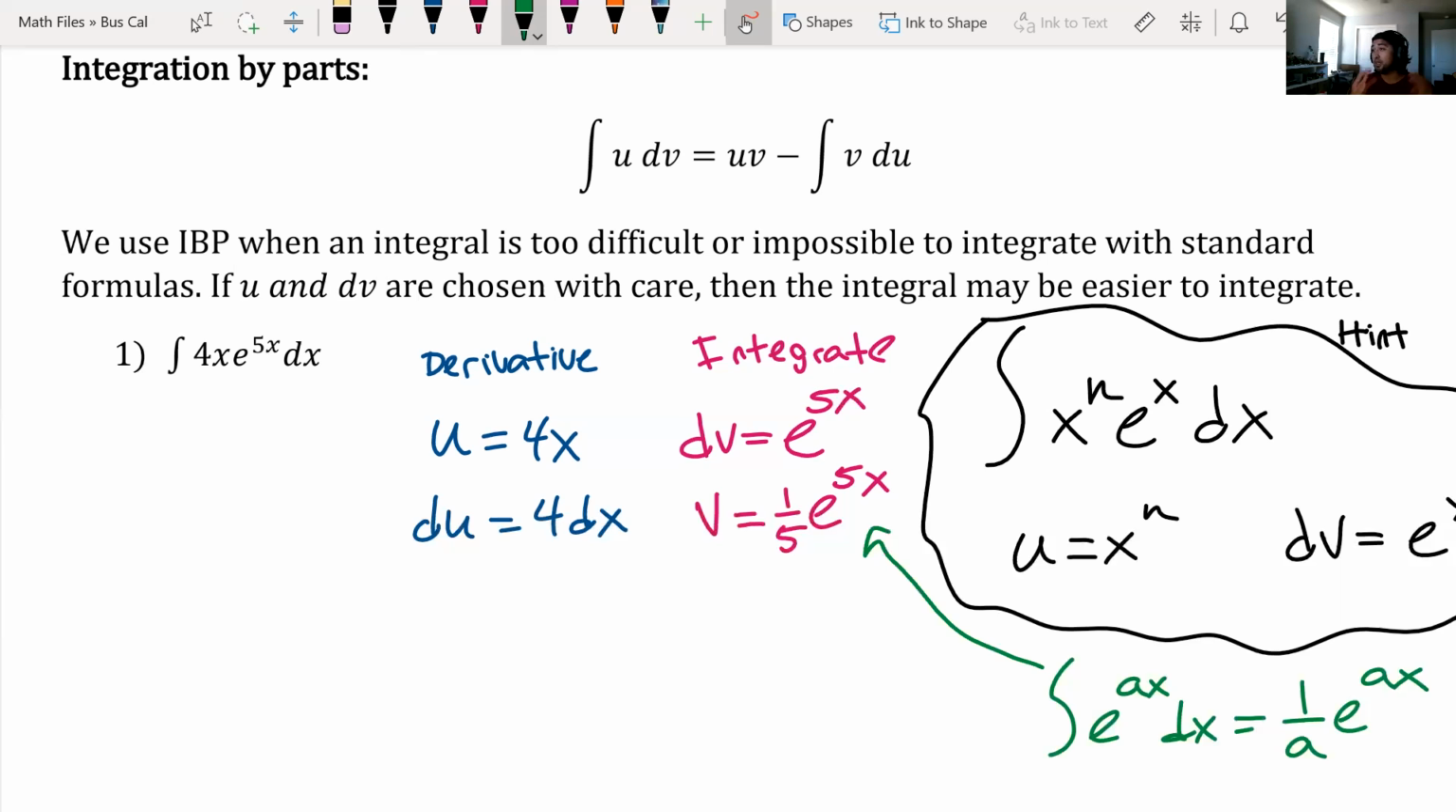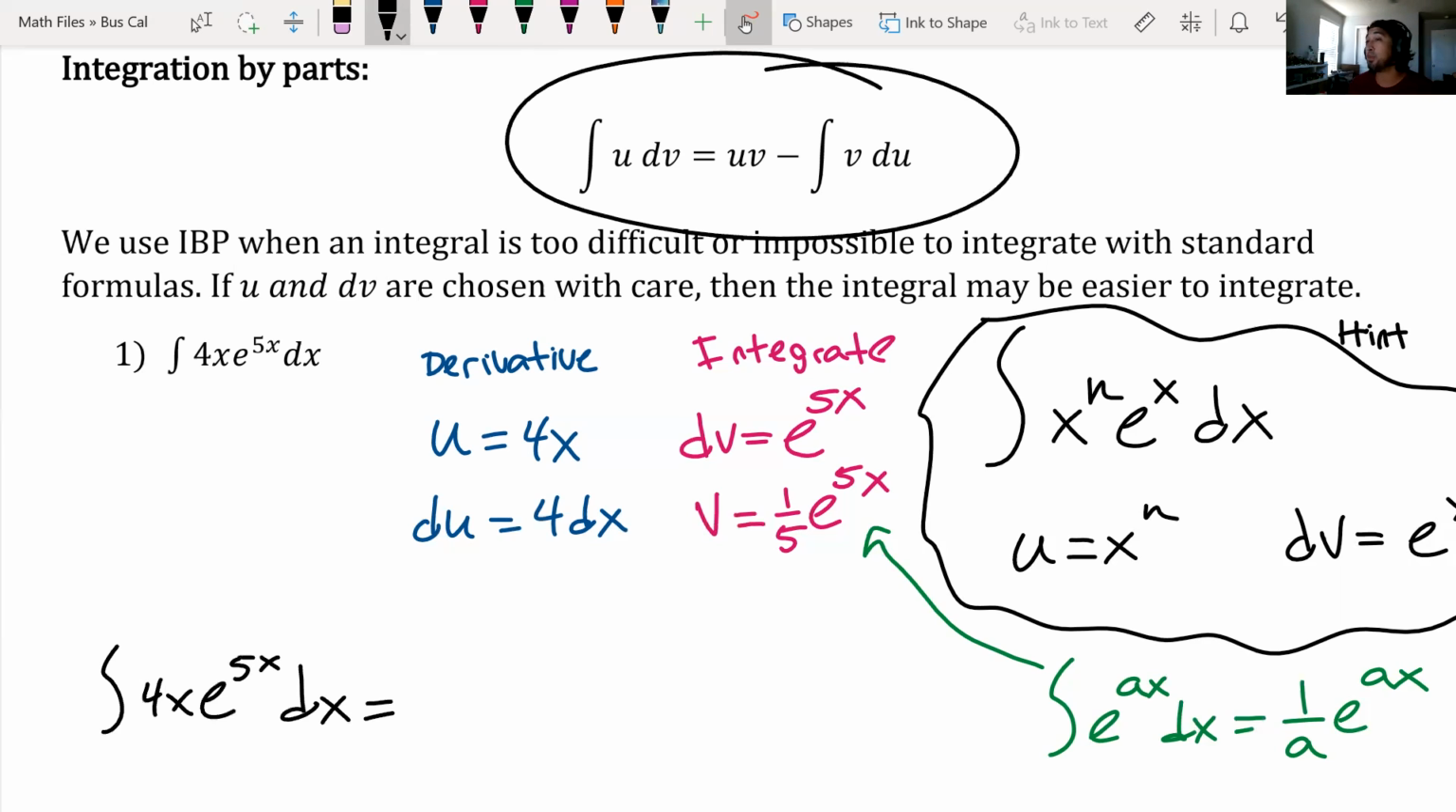Now here we go. We've done the derivative. We've done the integral of u and dv. And now we're going to follow the formula above. So let me just do a quick rewrite. You have the integral of 4x e to the 5x dx. And now, using this formula above, we're going to start by doing u times v.